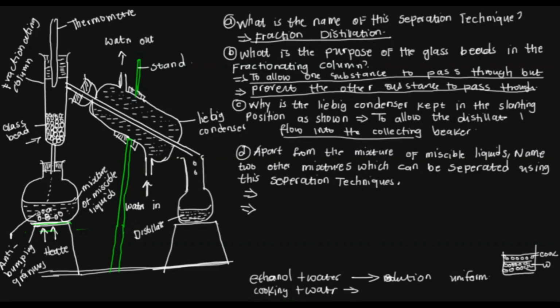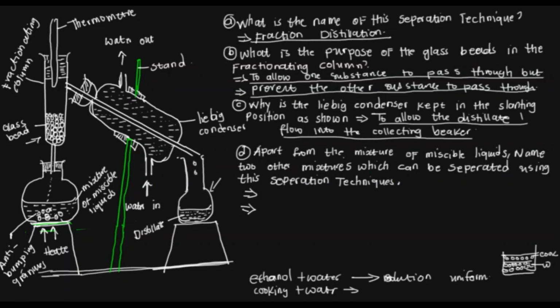Okay, so the collecting beaker is this beaker here where we have the distillate. The distillate is the solution that is being collected. For example, if we are separating ethanol from water, we are expecting to have ethanol first because ethanol has a lower boiling point compared to that of water. So here we are expecting to have ethanol. So the ethanol that is being collected in the collecting beaker here is what we call a distillate.